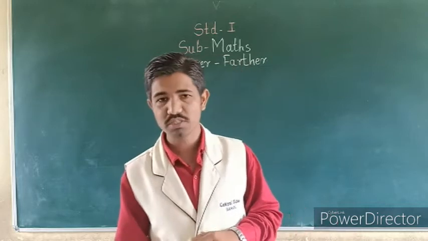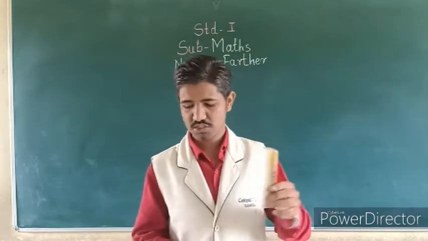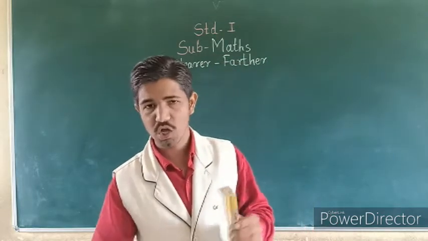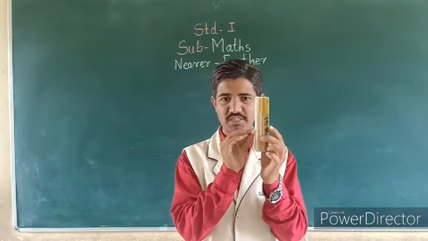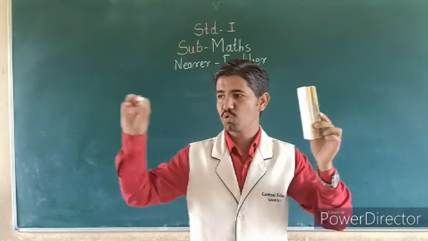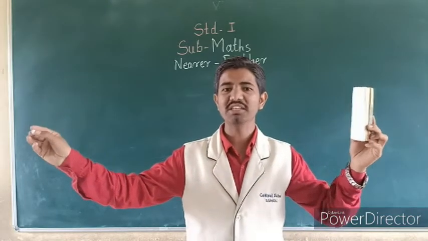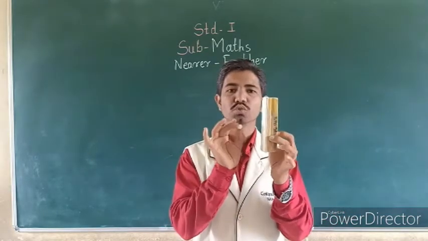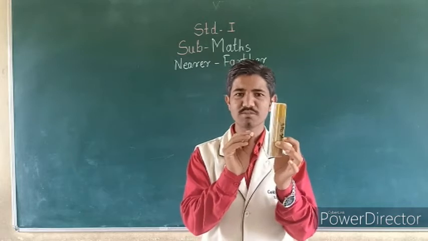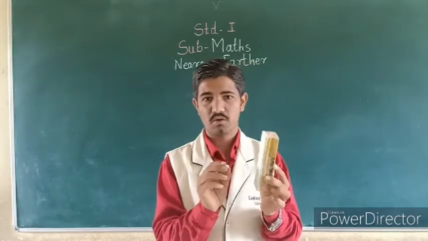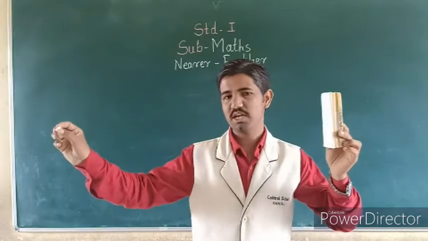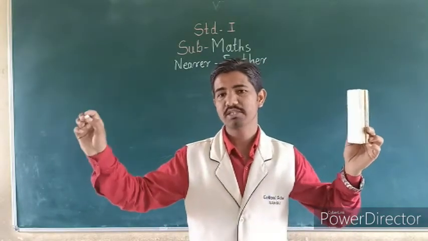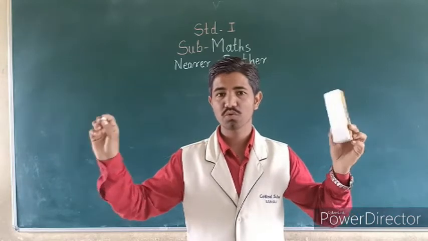So first we see this is the duster, and this is the chalk. This distance is the nearer distance. And this chalk goes to this side. This is the long distance and this is the close distance. Close distance means nearer. Nearer distance, and this chalk is going to this side. This is the long side. It means farther. So students have to understand.